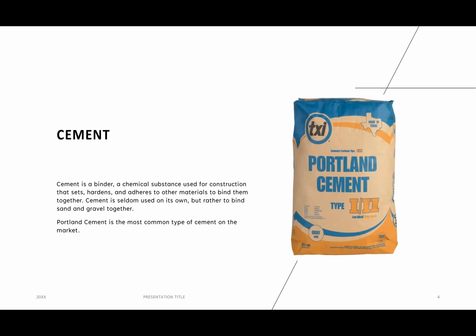So first, I'll be going over the materials that make up concrete. Cement will be the first material I'll be discussing. Cement is a binder, a chemical substance used for construction that sets, hardens, and adheres to other materials to bind them together. Cement is seldom used on its own, but rather to bind sand and gravel together. Portland cement is the most common type of cement on the market. And pictured on the right is just what that would look like if you were going to buy it in a store.